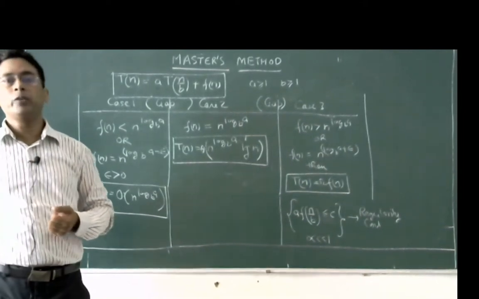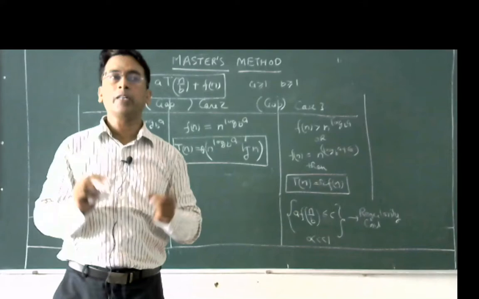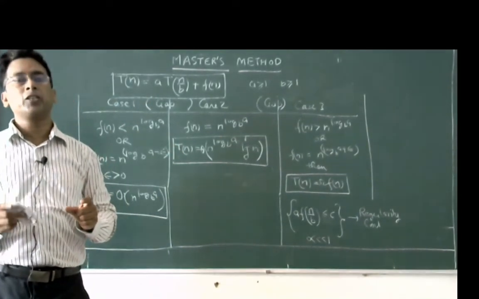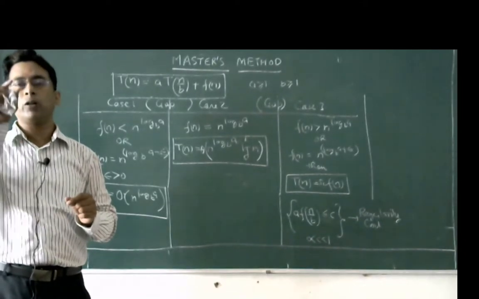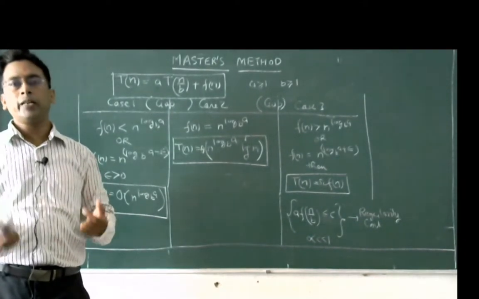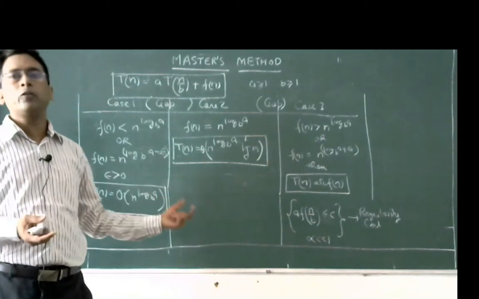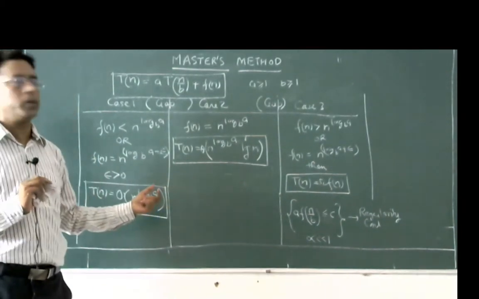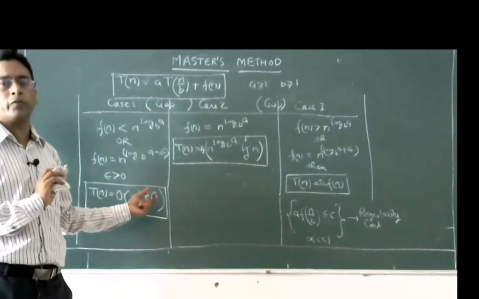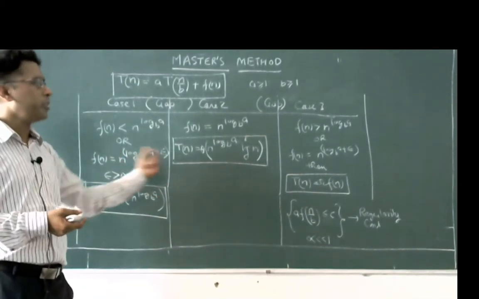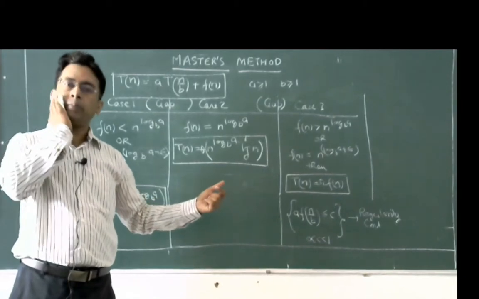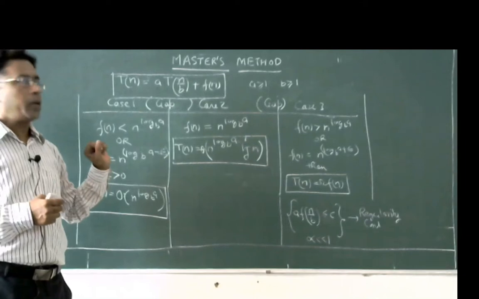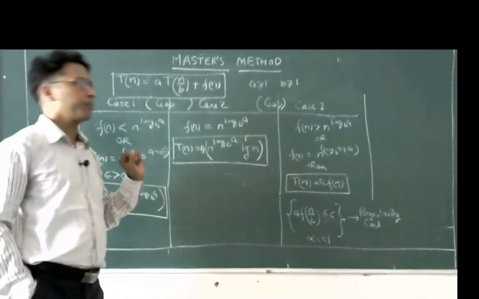Master's method gives you the advantage that you need not draw the complete pictorial diagram like the recursion tree method and then add all the cost factors. You can directly apply the result. The first time it may appear a little difficult, but as you keep practicing and solving, I am going to give you one, two, three examples of each case. Then you will be comfortable with this, and these are among the most common questions that come in the exam, and very simple ones also.